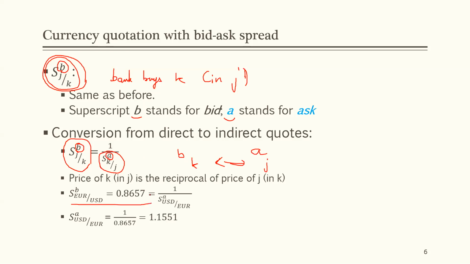So for example, in the previous example, when we have this quote over here, this is the price that the bank, so if the bank is buying 1 USD, they are willing to pay 0.8657 euro, right? So if I take the reciprocal of that rate, I will get the asking price for the USD over euro exchange rate, okay? Which means that this is the rate that the bank is selling the euro at in terms of the USD, okay?